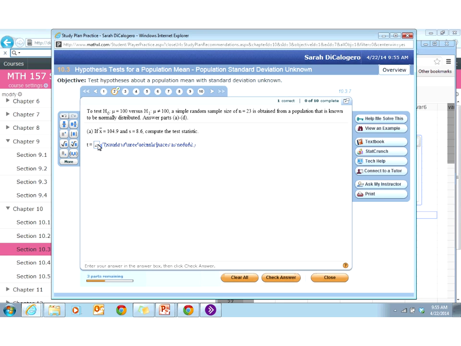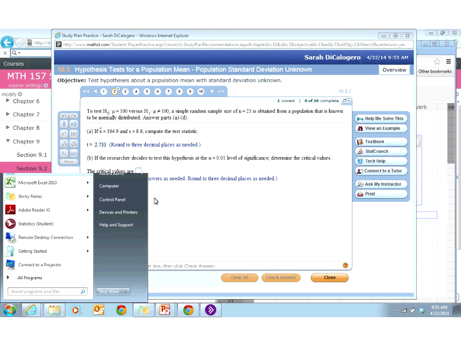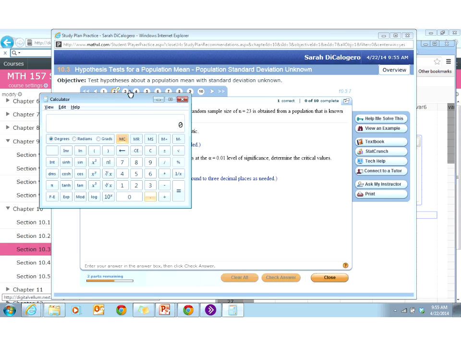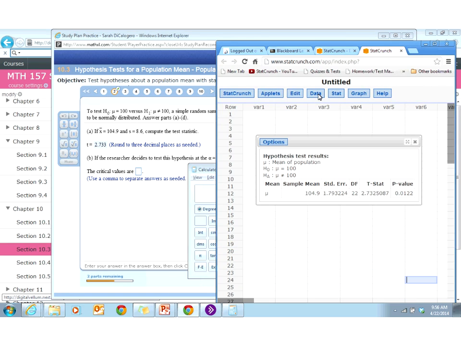Let's go with 2.733. All right, so if the researcher decides to test this hypothesis at the 0.01 level of significance, determine the critical values. Easy enough. Now, remember, because this is a two-tailed test, we had to take that 0.01 and divide it by 2. So the area in each tail is 0.005.